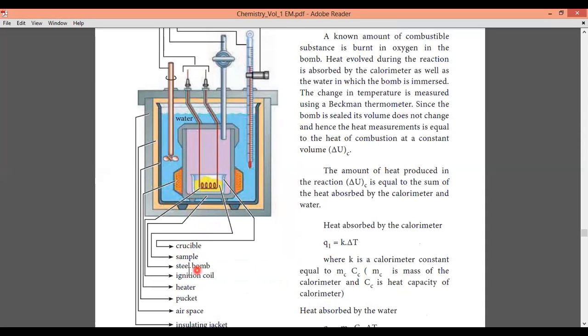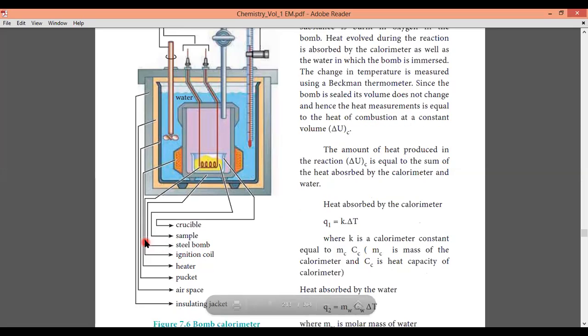So a crucible will be used here. Then comes the steel bomb. Then the ignition coil, and then the heater. The air space, and the bucket is there. Then there will be an insulating jacket. Throughout, this is the assembled bomb calorimeter.